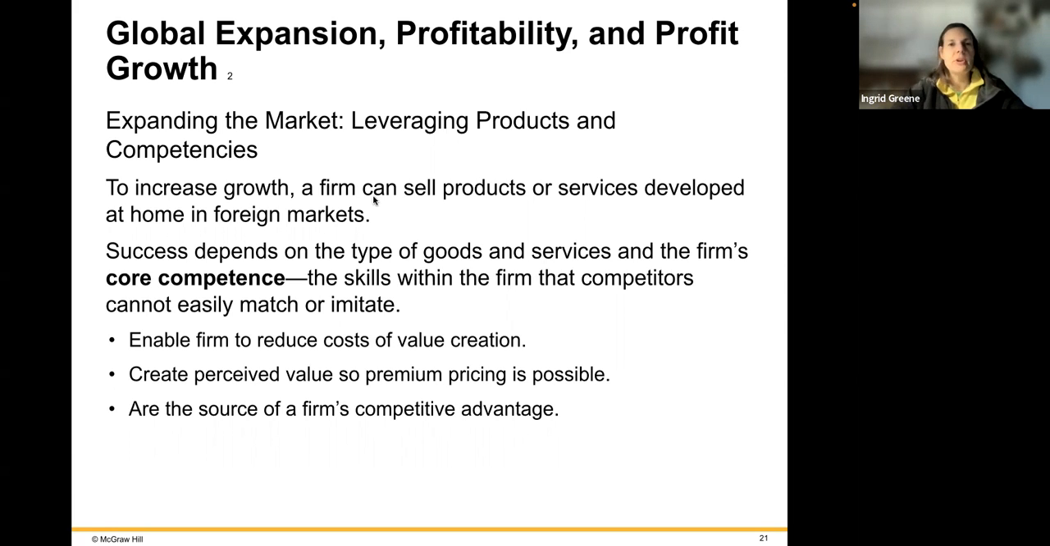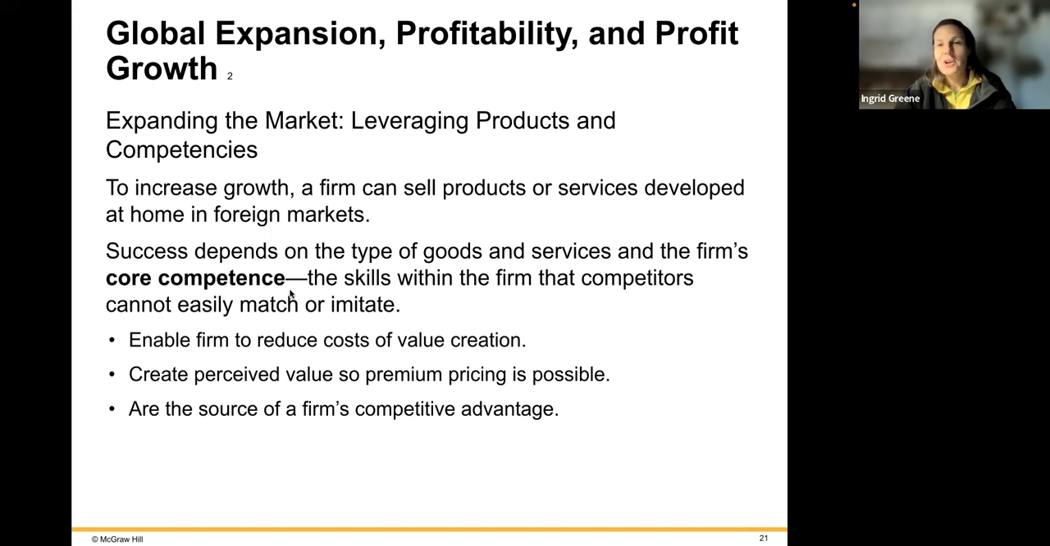So to increase growth, they can sell products or services developed at home in the foreign market. We've talked about this already in this course, right? Maybe initially a company like Apple produced a lot of its products at home in California in the US, but then they decided to produce them abroad much cheaper, and then they sell them back to American consumers. So this success depends on the type of goods and services and the firm's core competence.